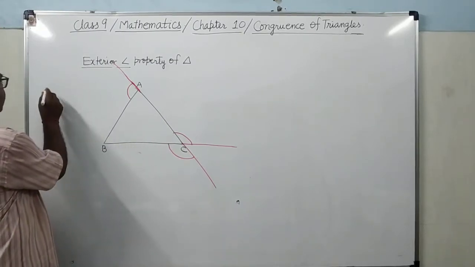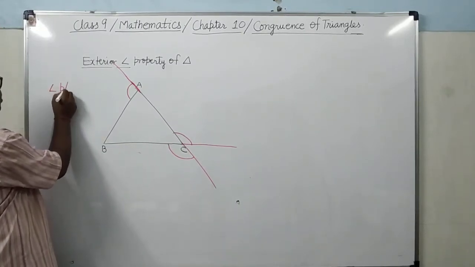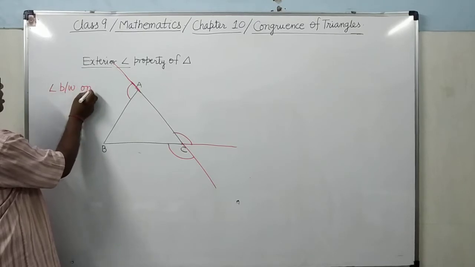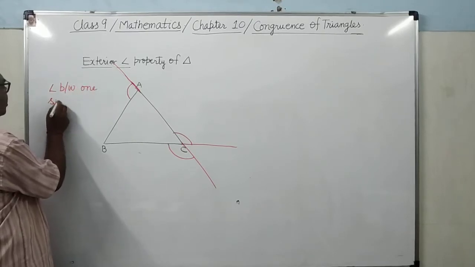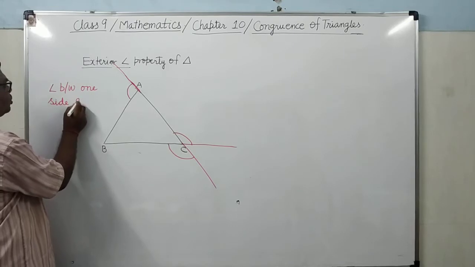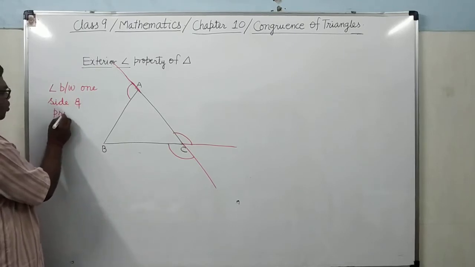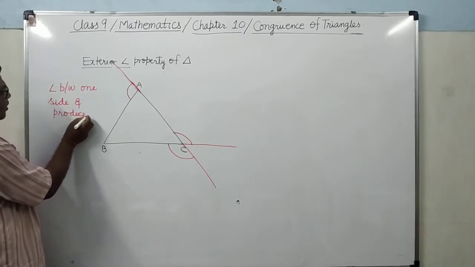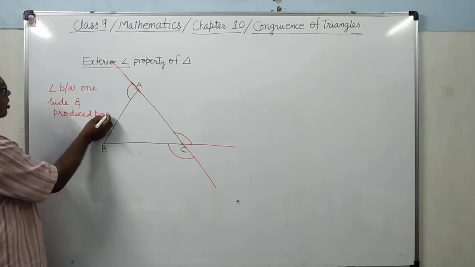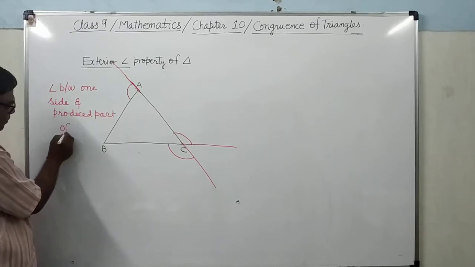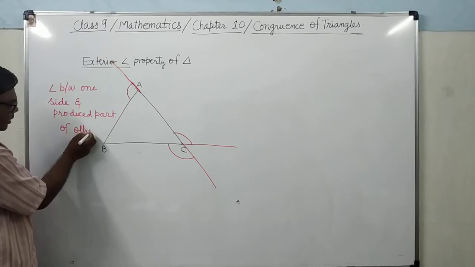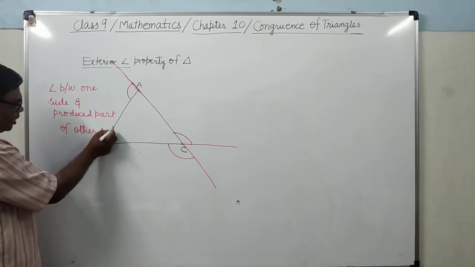The angle between one side and the produced part of the other side, that is known as the exterior angle.